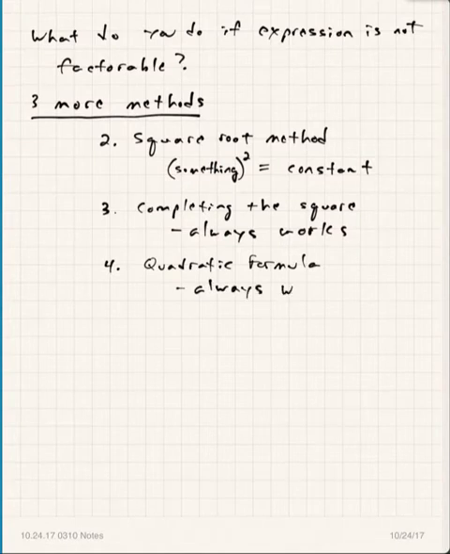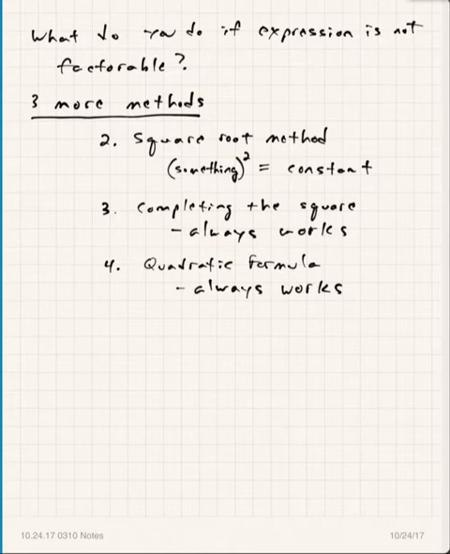And again, it always works. For any quadratic, you could solve that quadratic by the quadratic formula. And again, the quadratic formula is harder than the square root method, and it's harder than factoring. So the factoring method and the square root method are good methods to know because if they work, they're faster. And then the quadratic formula is kind of like your fallback if the first two methods don't work.